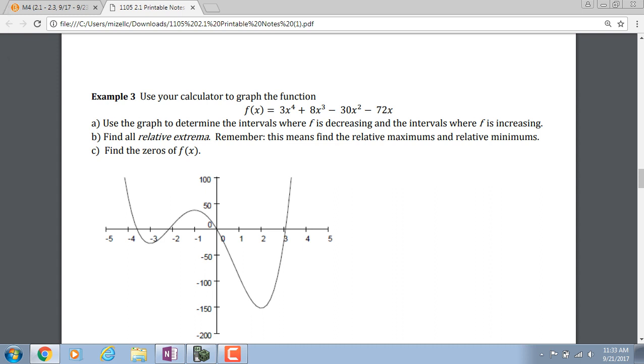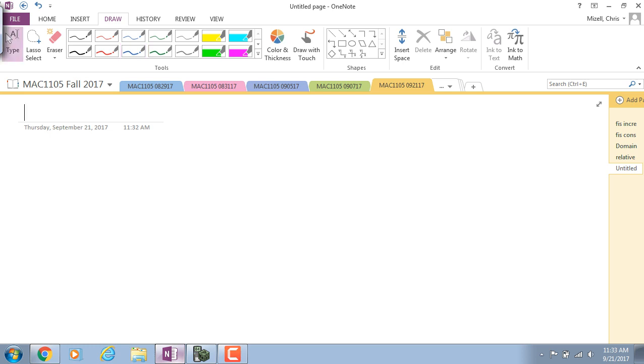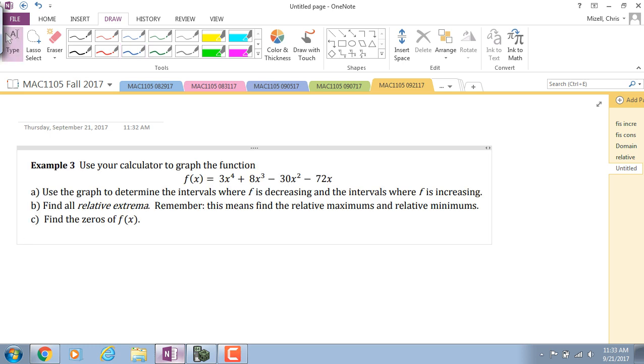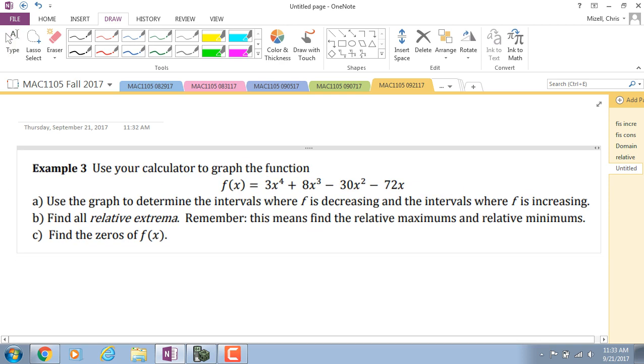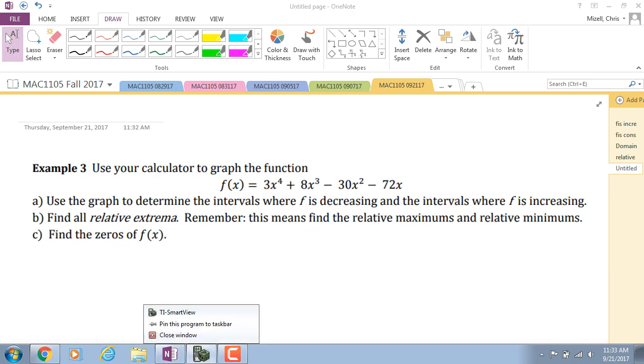Previously, we've found zeros of polynomials like this. We had a problem like that on the test where we needed to find zeros of a third degree polynomial. Let's find all the relative extrema, relative minimum points, relative maximum points. And then once we've done that, we'll be able to determine where f is decreasing and where f is increasing. And let's see if we can get our calculator to look just like this.